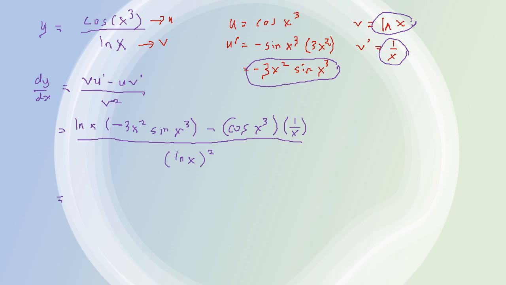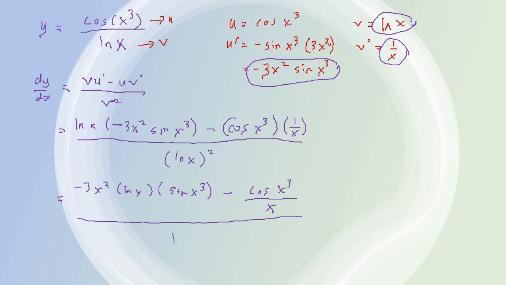Then simplify our answer. We get negative x squared multiplied by ln x multiplied by sine x to the power of 3 minus cos x to the power of 3, over x, over ln x squared.